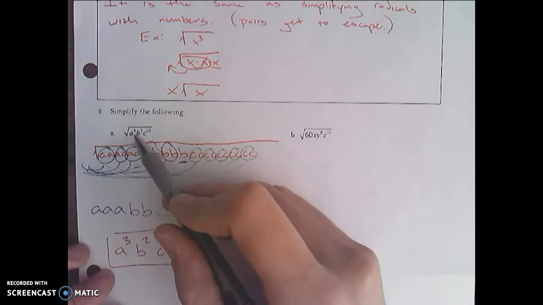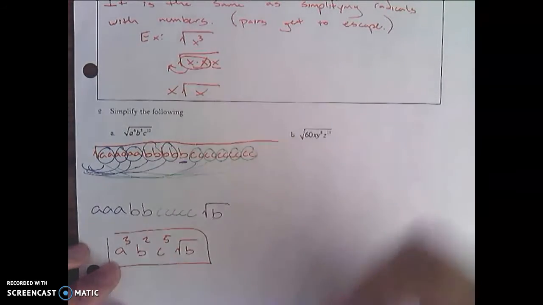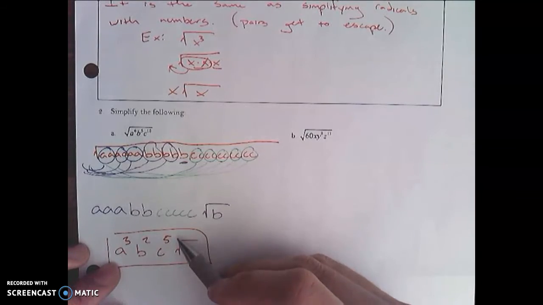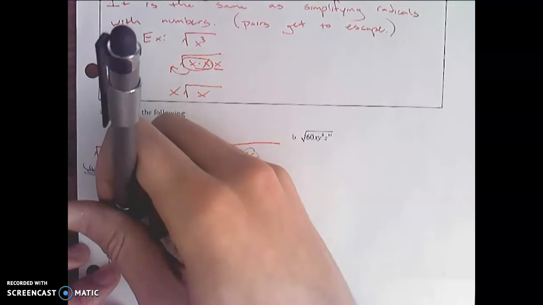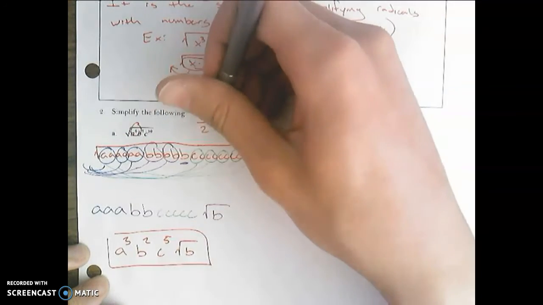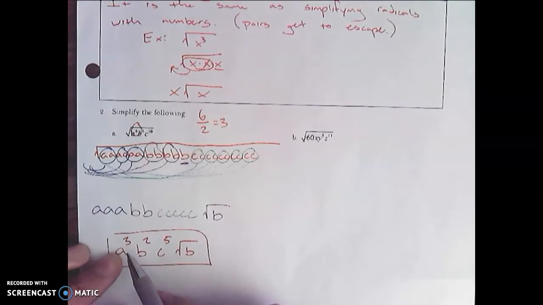So how do we go from a to the 6th to a to the 3rd out front? Well, and how do we get from c to the 10th to c to the 5th out front? You may have noticed that if we take the 6th, in order to get to 3, we have to divide by 2. So 6 divided by 2 gives us 3. So when we divide by 2, we get that power on the outside.